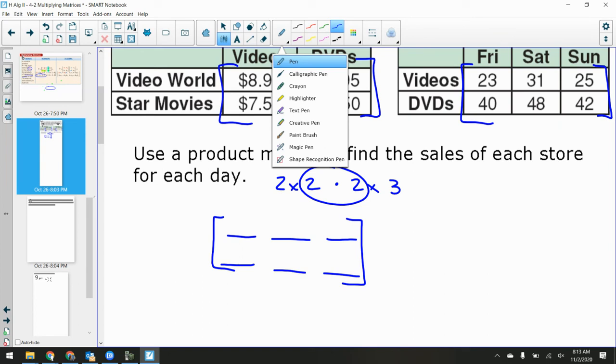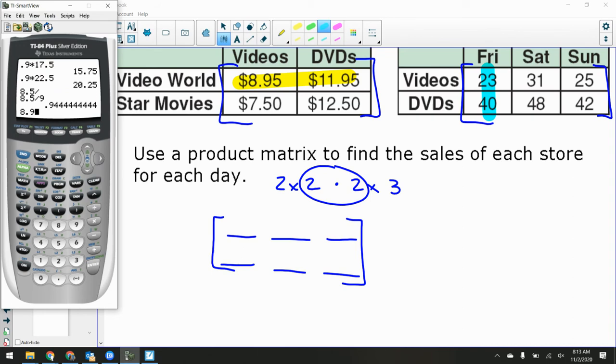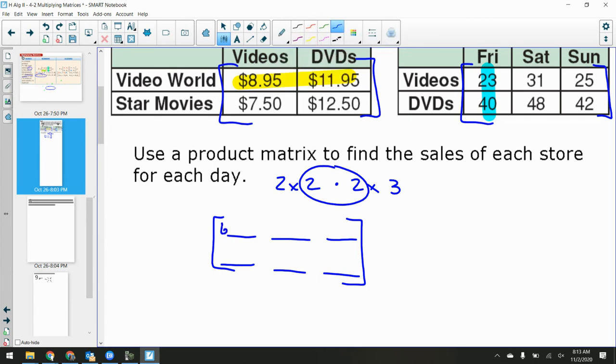All right, so this is row 1, column 1. Row 1, oops, I've been using yellow. I'm going to delete that one. Row 1, column 1. Okay, so I'm going to take 895 times 23 plus 1195 times 40. Everybody follow me there? 895 times 23, 1195 times 40. And that gets me 683.85.